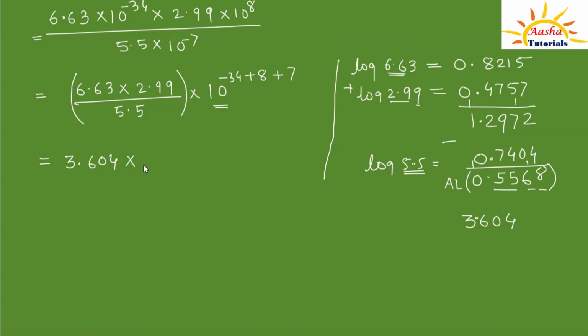And next to that, into, I will write 10 raised to this 8 plus 7 is 15, and minus 34 plus 15, that gives me minus 19. Yes, so this is my answer of this particular problem. So this way we are able to find out the answers.